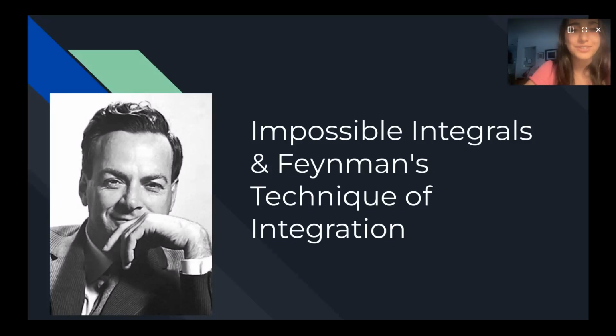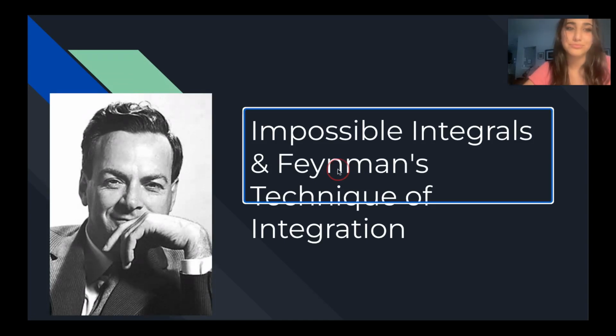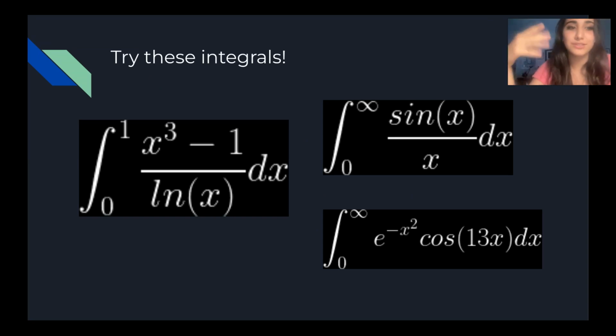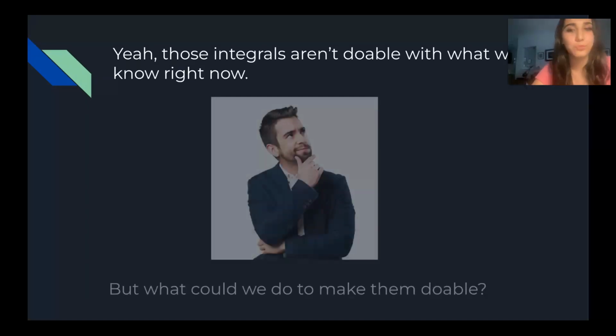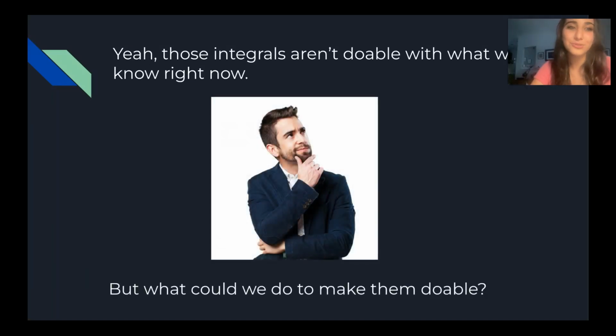Hi everyone, so today I'm going to be talking about impossible integrals and Feynman's technique of integration. So I want you guys to start by trying to figure out these integrals with the current calculus knowledge that we know. I'll give you a couple of seconds. The truth is, they're not doable with what we already know. So how can we make them doable? Well, that's where Feynman's technique comes in.